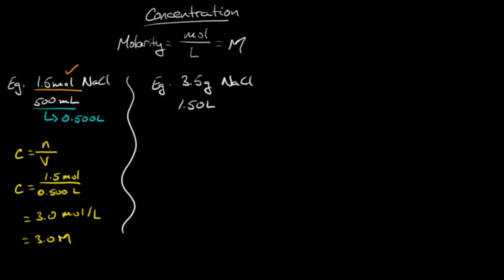So like last time, we have one thing that is correct. In this case, it's liters. Before it was the moles. But this grams isn't quite right because my equation is moles per liter, not grams per liter. So I have to do something with this grams. Well, thankfully, I remember that I can convert from grams to moles. I convert from grams to moles by going through the molar mass.